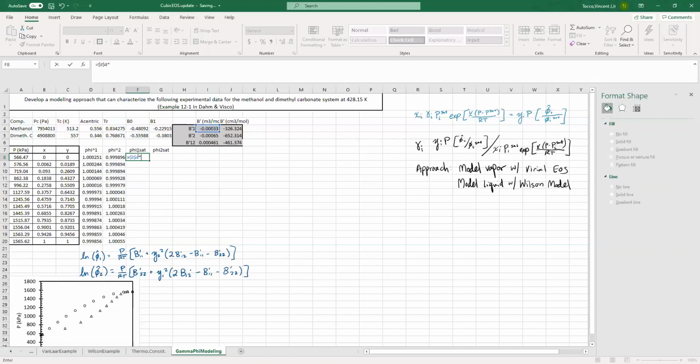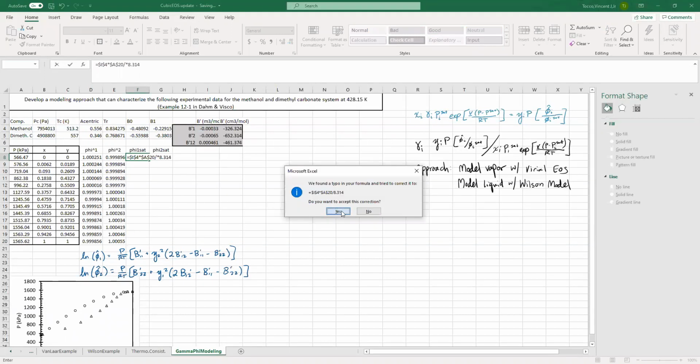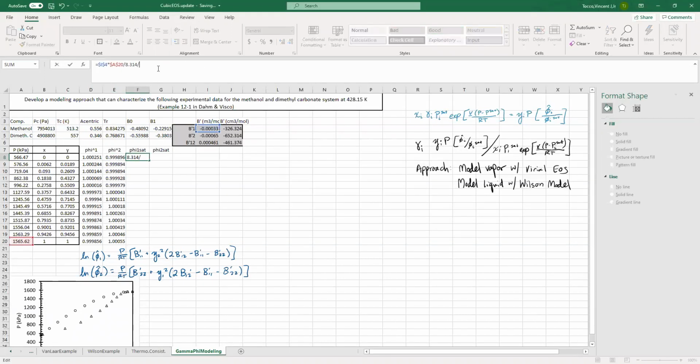Now what is the vapor pressure for component 1? Again, I could look it up in Antoine's, or I could calculate it by Antoine's equation, or I could just use my experimental data. Always I want to use my experimental data. So I'm going to take the vapor pressure when x is equal to 1, which means pure component 1, divided by 8.314. Whoops. And I'm not done yet because I have to divide by 428.15.